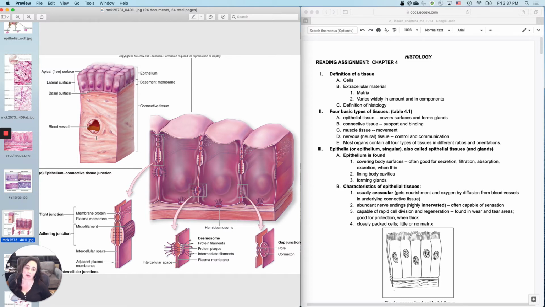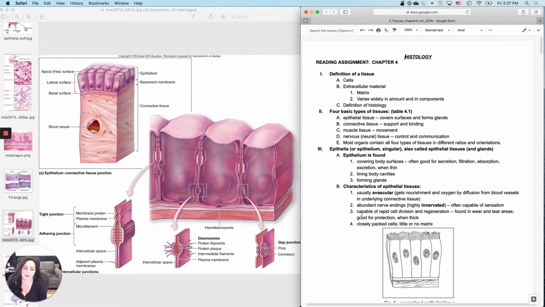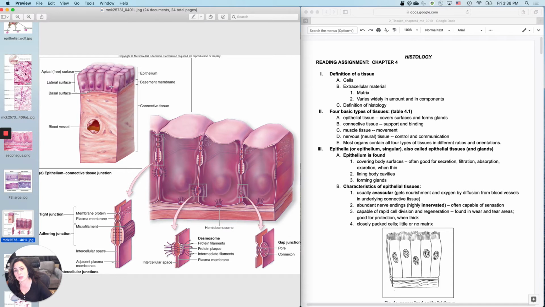But it's counterintuitive that they're avascular because they are also capable of really, really rapid cell division and regeneration. And that seems like an oxymoron, to not have a direct blood supply but be capable of rapid cell division and regeneration. So how do they accomplish both? Because hopefully it seems logical to you that cell division and regeneration is pretty energetically expensive. So you'd think you would need a lot of blood and oxygen in order to do that. Well, what happens is these tissues, even the thickest epithelial tissue, are microscopically thin.